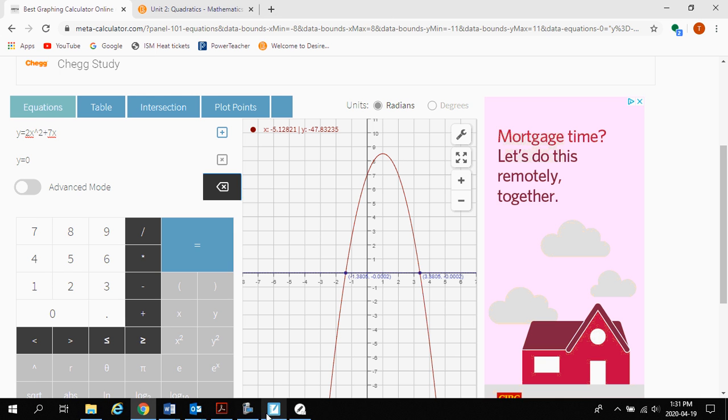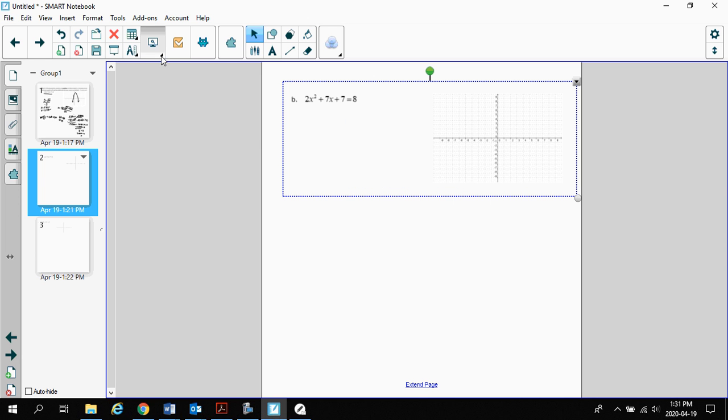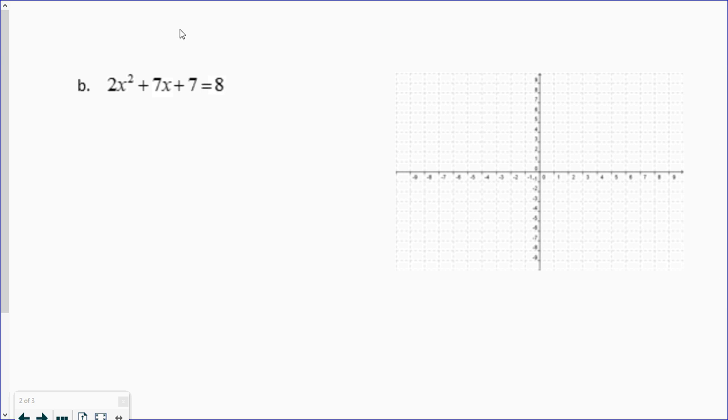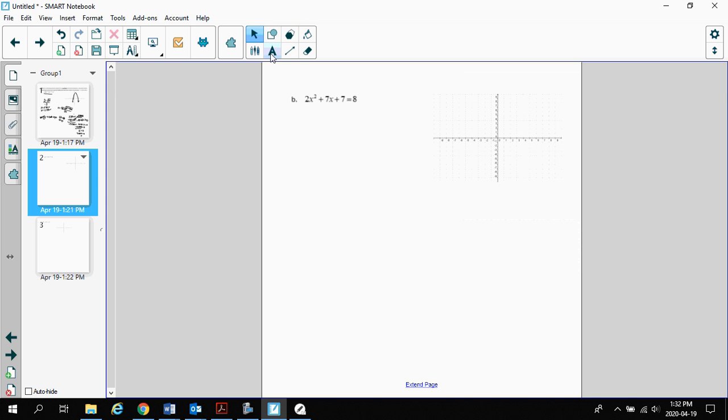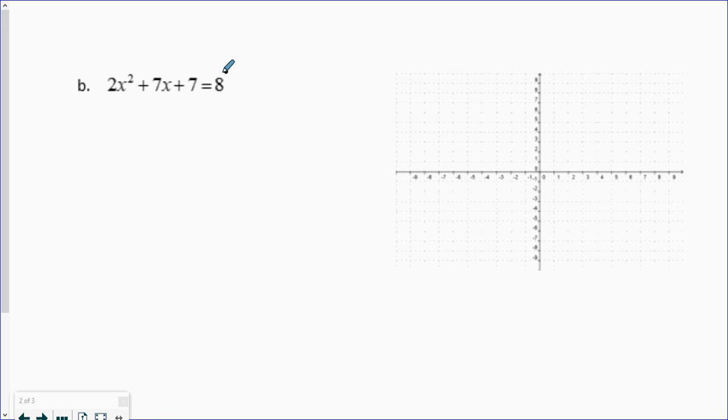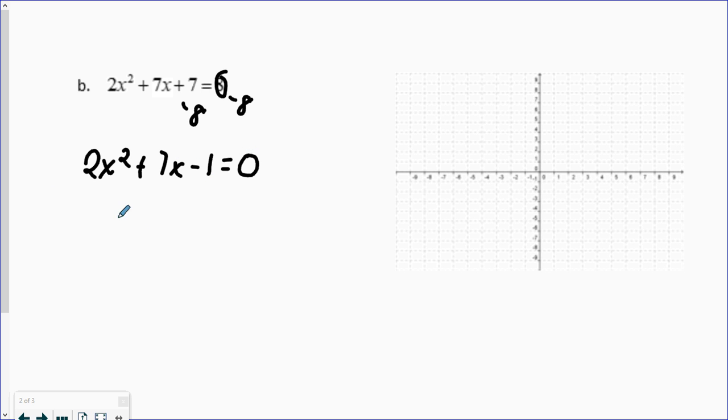So the thing with this one is right now, we have it equal to 8. As I was mentioning before, we want to do that method 1 where we bring everything to one side to set it equal to 0. So to move this 8 to the other side, I need to subtract 8 from both sides of the equation. So 2x squared plus 7x plus 7 minus 8 is negative 1. And now we have that equal to 0. So this is what you want to put into your y1.